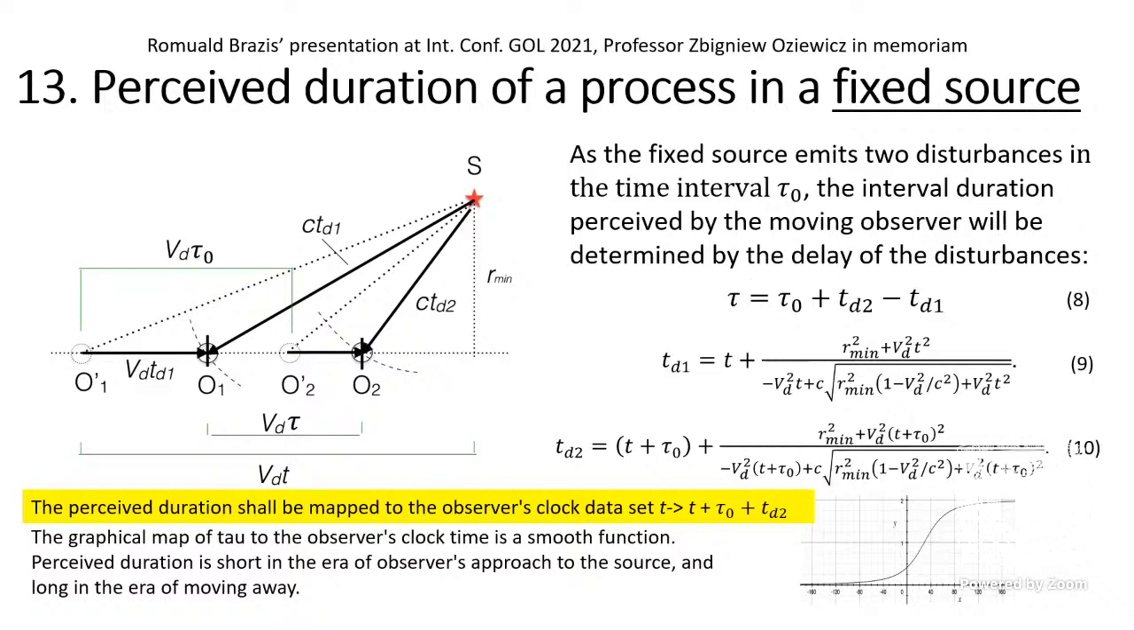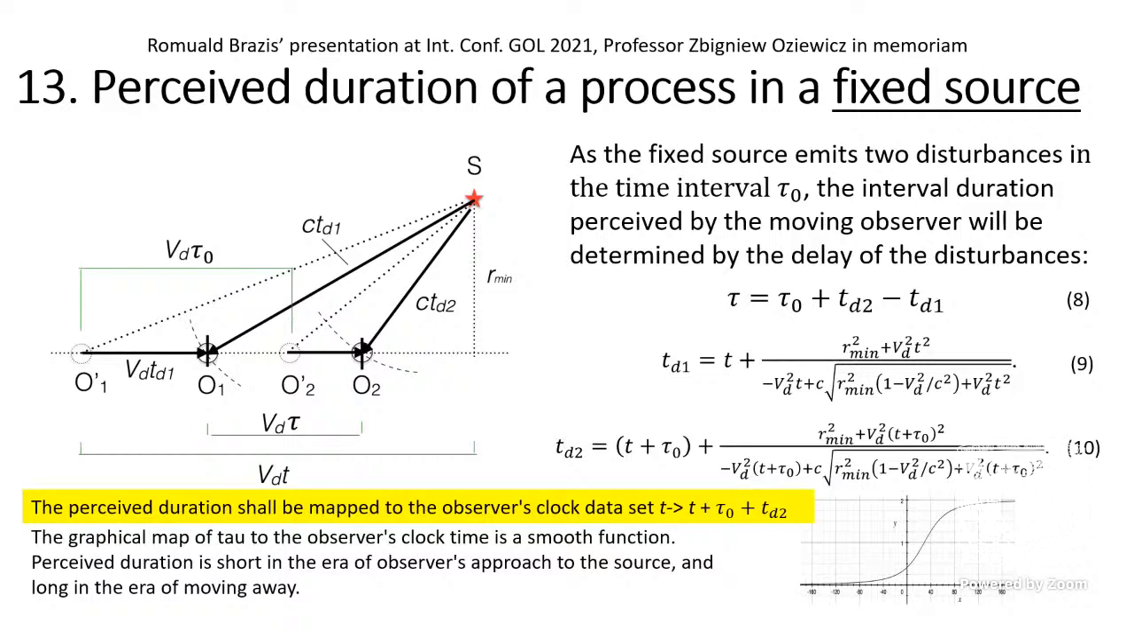The perceived duration of a process in a fixed source is a little bit complicated by the different delay of the signal sent at the beginning of the measured process and at the end of the process. Here is the star, here is the observer at the beginning, and here is the observer at the end of the measurement. The process duration is given by equation 8, and the delay times are defined by equations 9 and 10. The perceived duration shall be mapped on the observer's clock data set, that is t plus tau 0 plus the delay of the second, the last pulse.